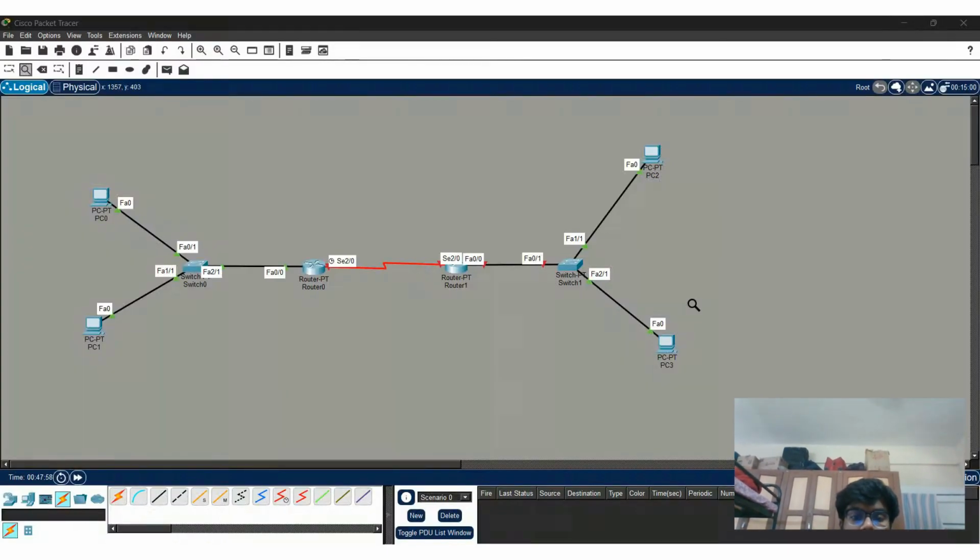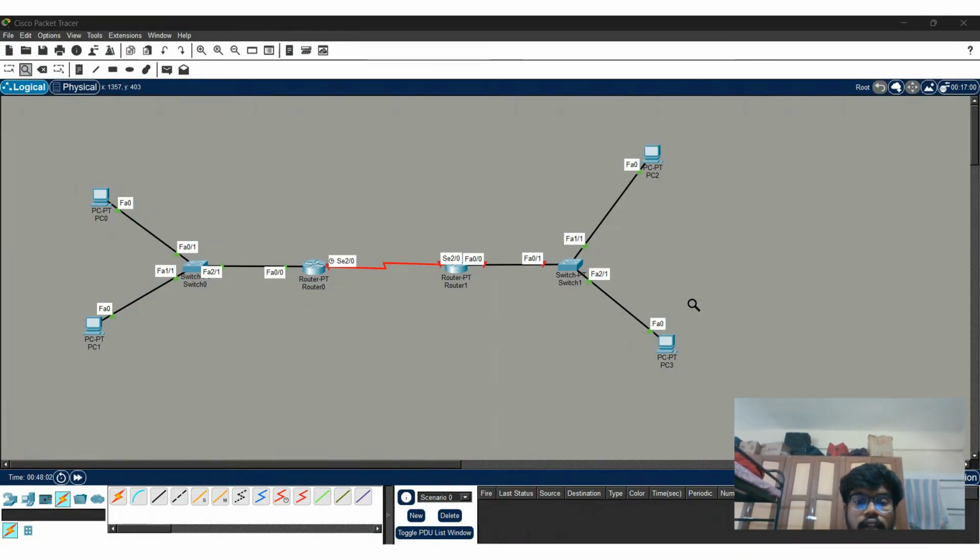Now I am going to explain experiment number 4, called designing and configuring static routing for inter-network communication. So what is static routing?